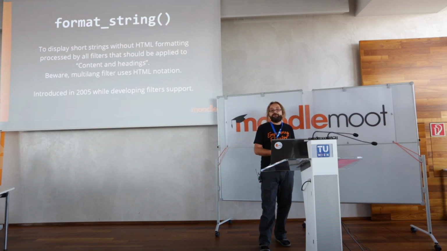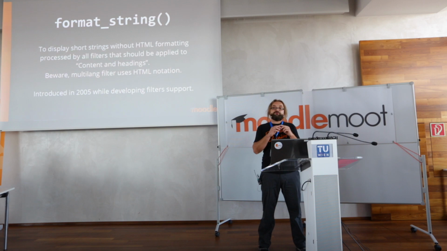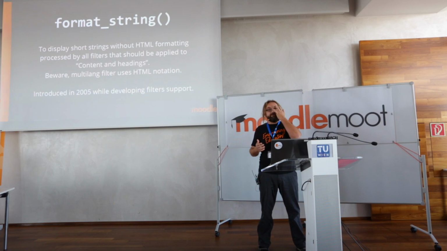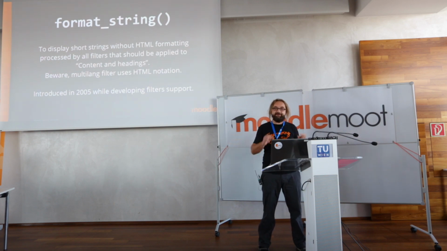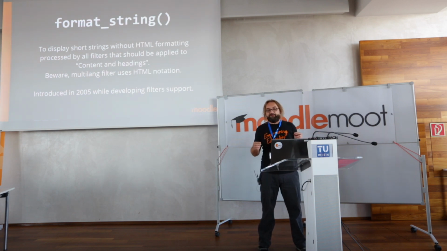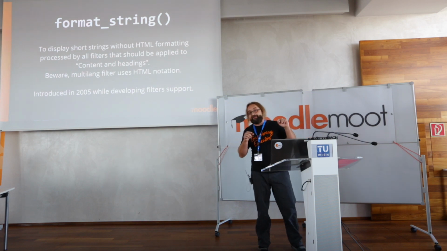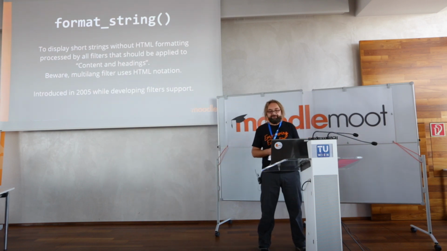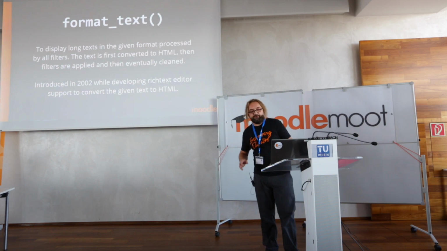The other function that we still use is format_string. It is supposed to be used for displaying short texts, typically one-line text, that do not contain any rich text formatting. So they should not allow paragraphs or headings, things like that, but we need a single line of it. The distinction between format_string and the previous s is that here we want to apply the filters, including things like multimedia and multi-language filters, which actually do contain HTML text, but they are removed before printing this thing. So this function was introduced as a part of introducing filters, and it is still used in Moodle.